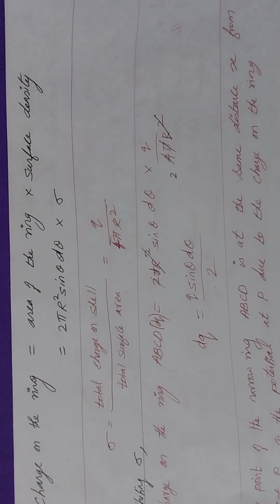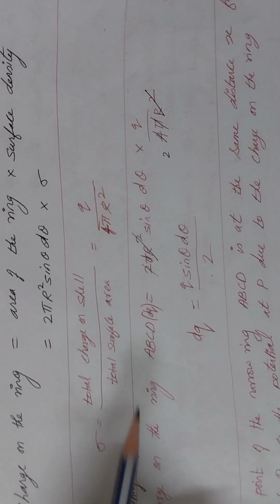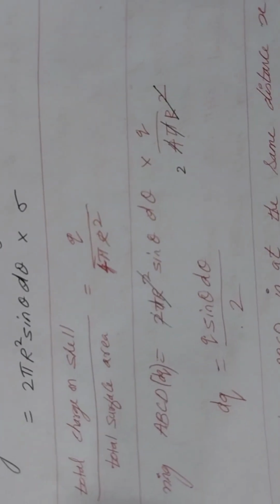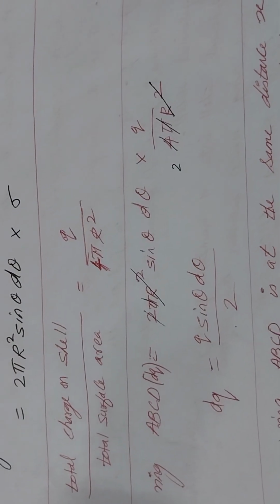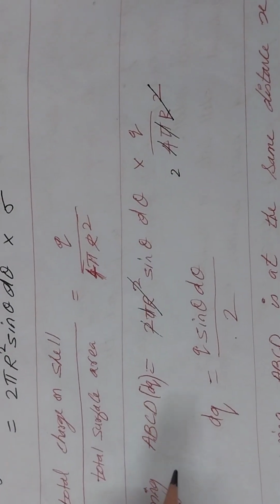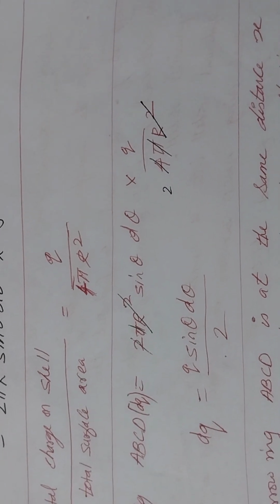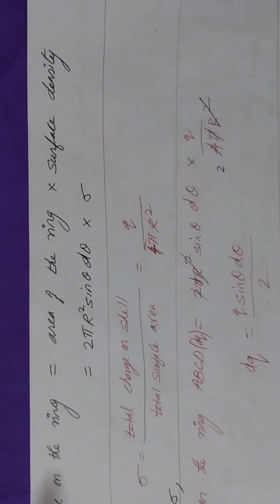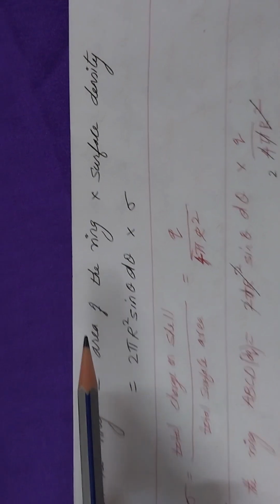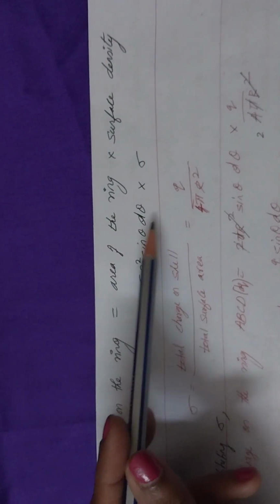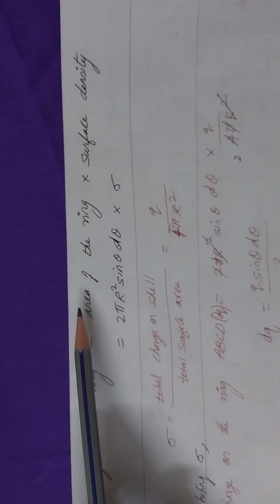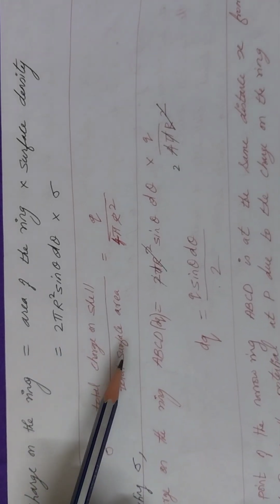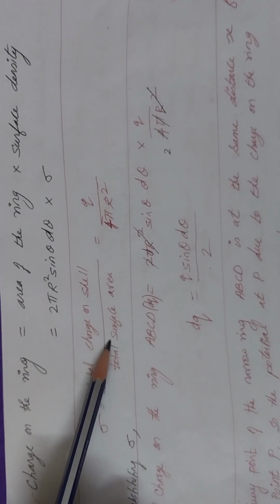Now we have to consider the charge on the ring ABCD, that is for a small segment dq. Then we will integrate over it and find the charge for the entire shell, that is Q. First, to find the charge on the ring ABCD, dq, we use the formula: charge on the ring is equal to area of the ring into surface density. The area of the ring we know, and the surface density sigma is the total charge on the shell, Q, divided by the total surface area, 4 pi R squared.